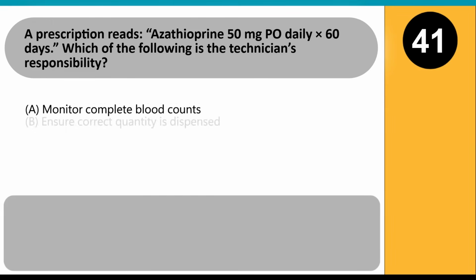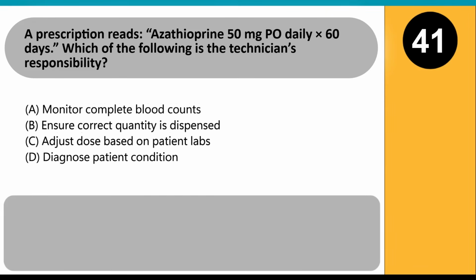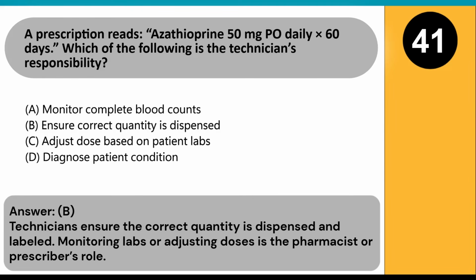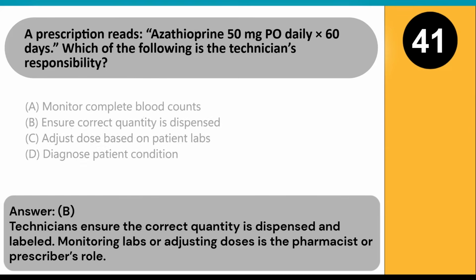A prescription reads azathioprine 50 mg PO daily times 60 days. Which of the following is the technician's responsibility? A. Monitor complete blood counts. B. Ensure correct quantity is dispensed. C. Adjust dose based on patient labs. D. Diagnose patient condition. Answer B. Technicians ensure the correct quantity is dispensed and labeled. Monitoring labs or adjusting doses is the pharmacist or prescriber's role.